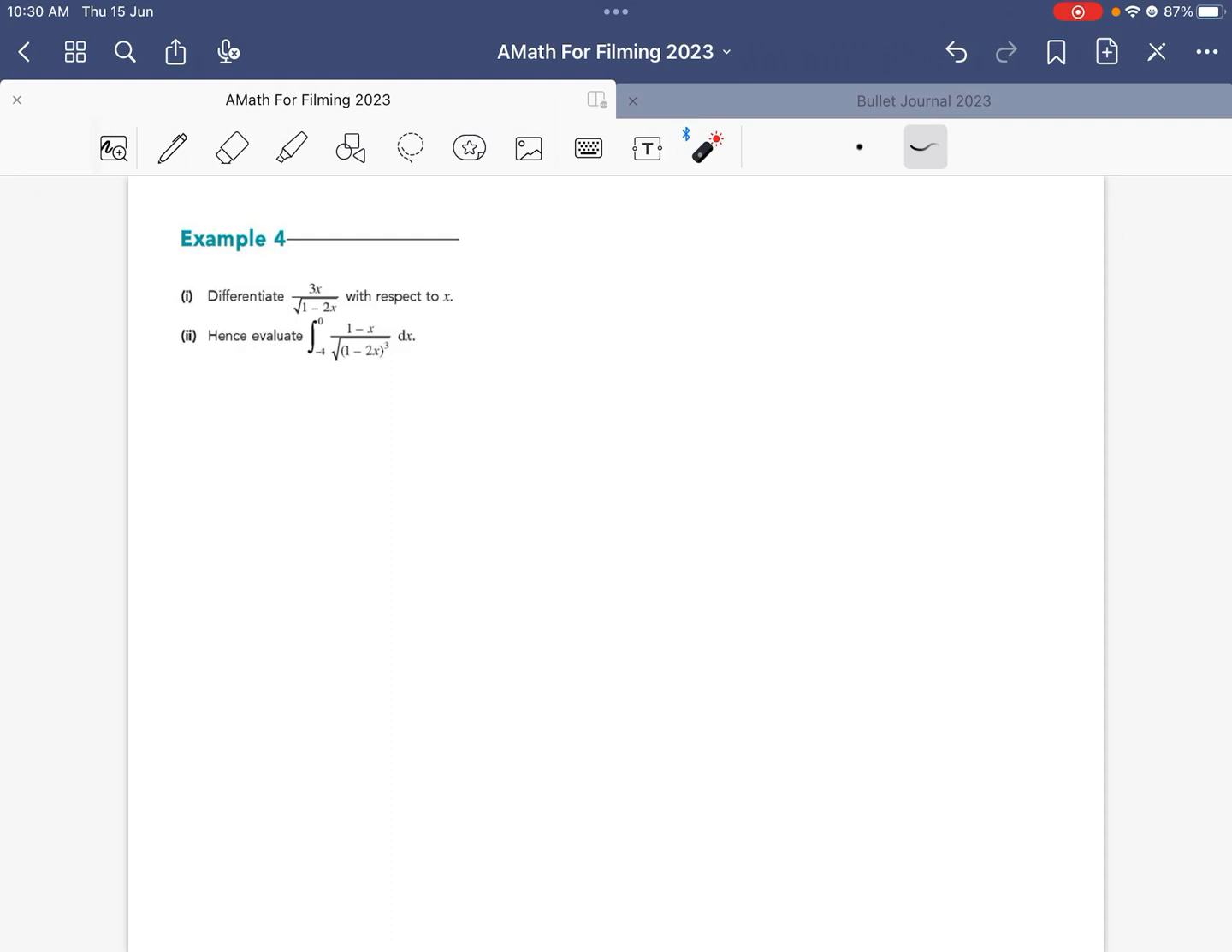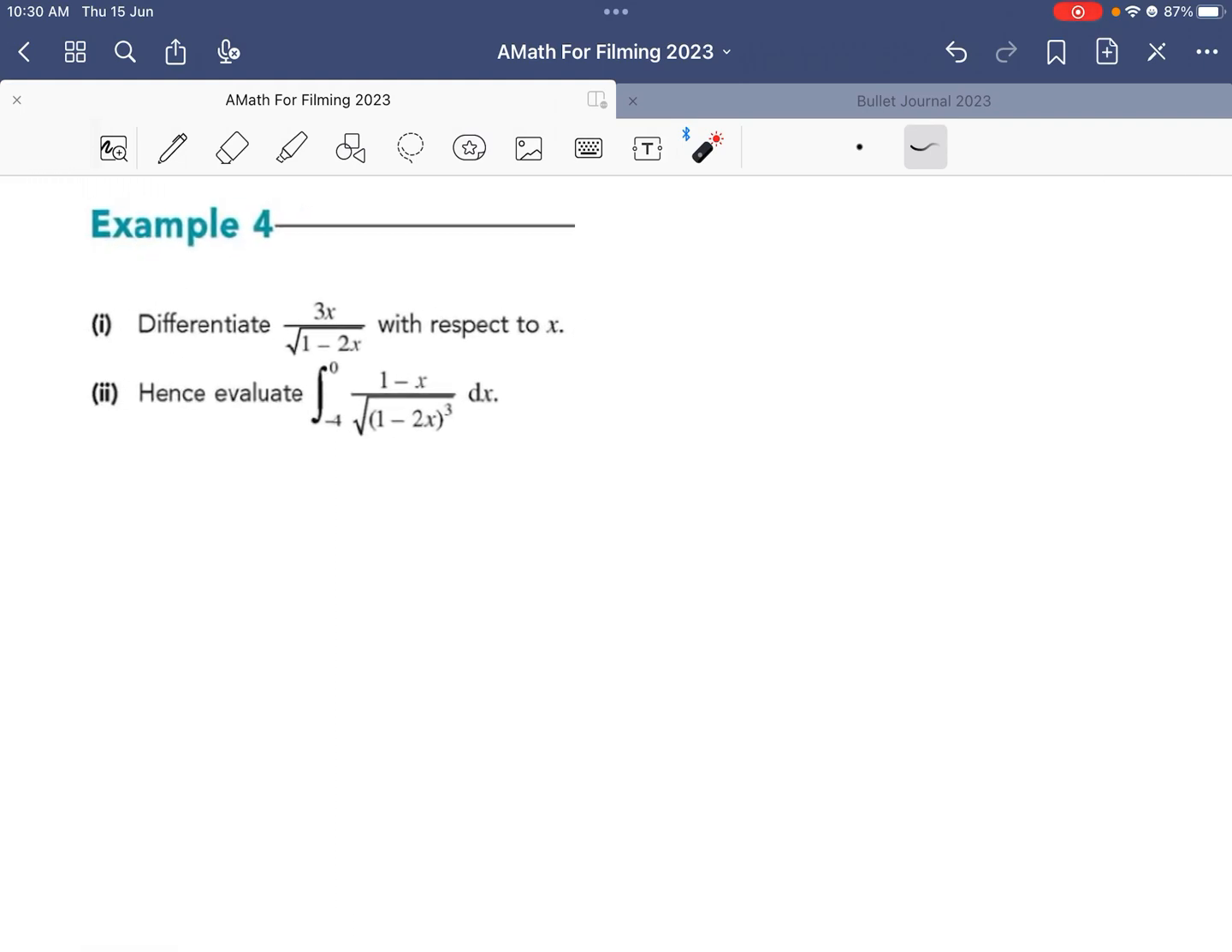Now what I'm going to do is example 4. This will be the last example for this portion of the textbook. So now what we have is 4, 1: differentiate 3x over square root of 1 minus 2x. Notice that this is of the form u over v. Hence, we need to apply the quotient rule itself.